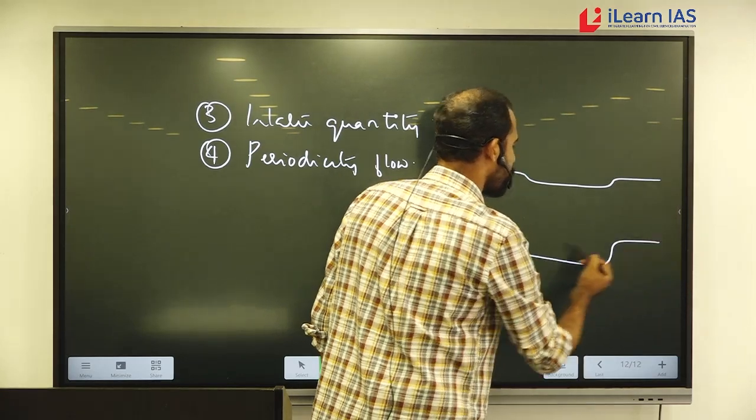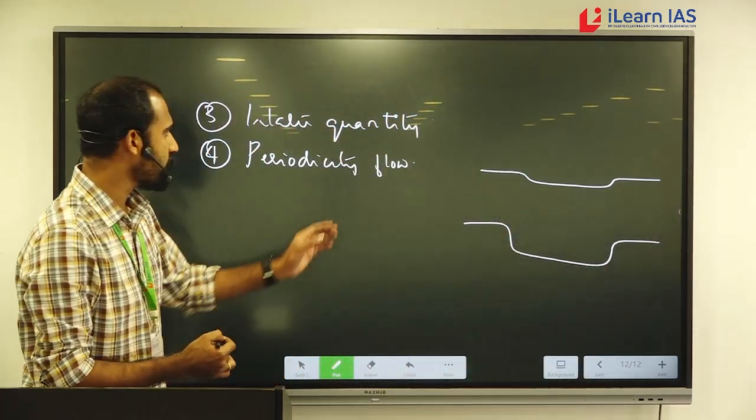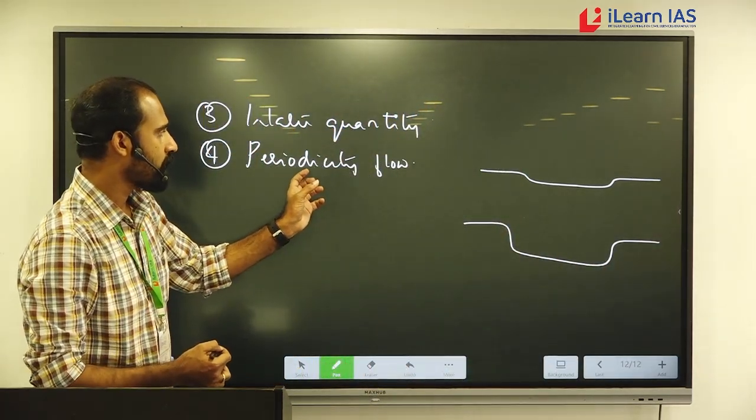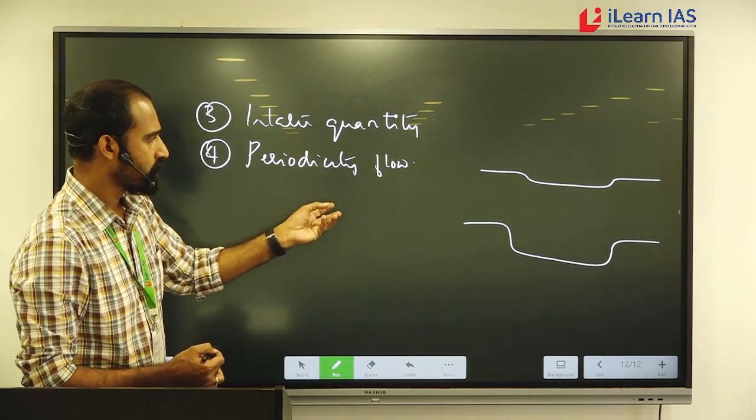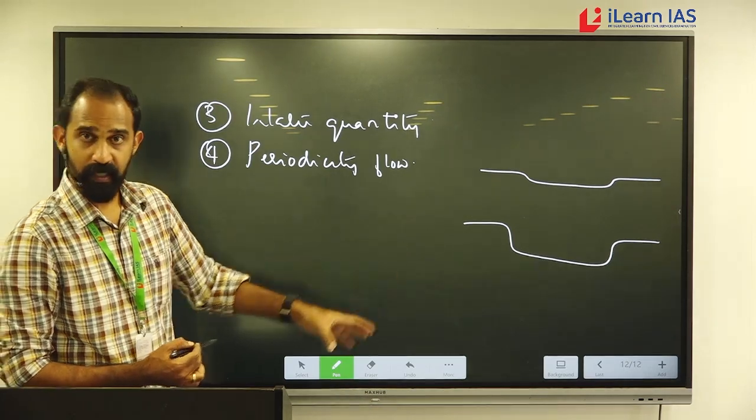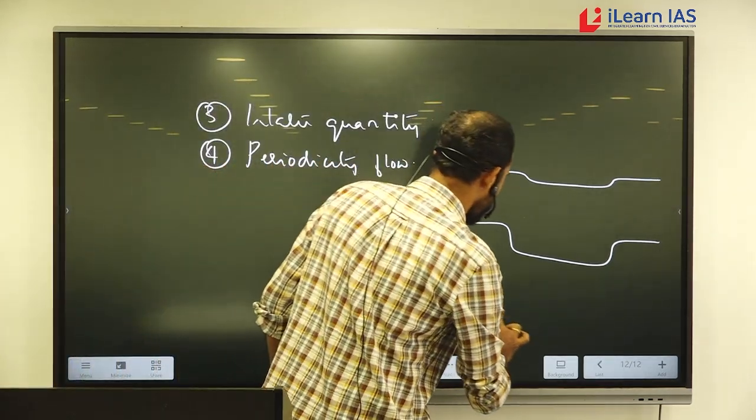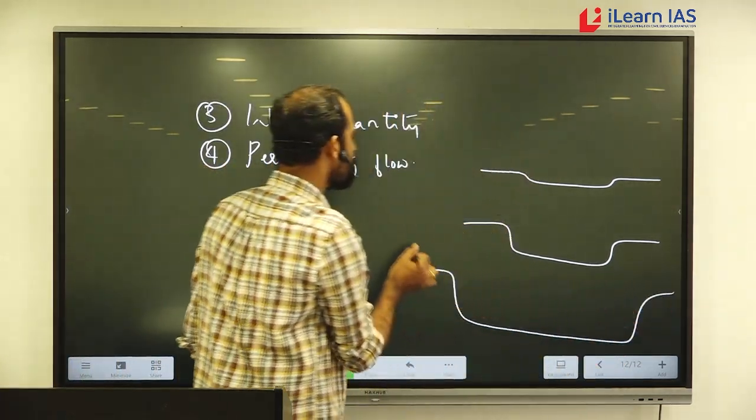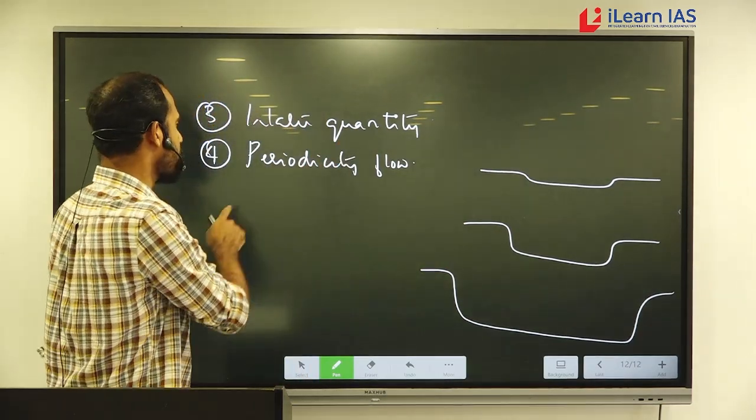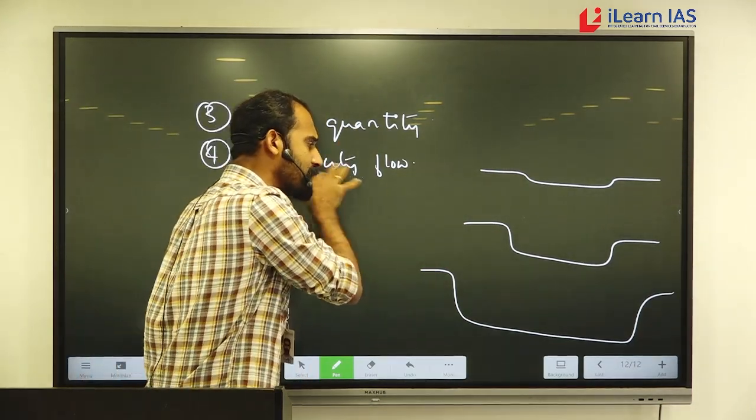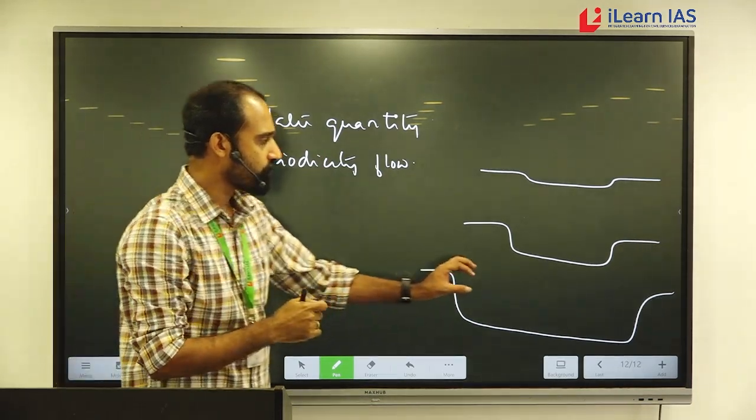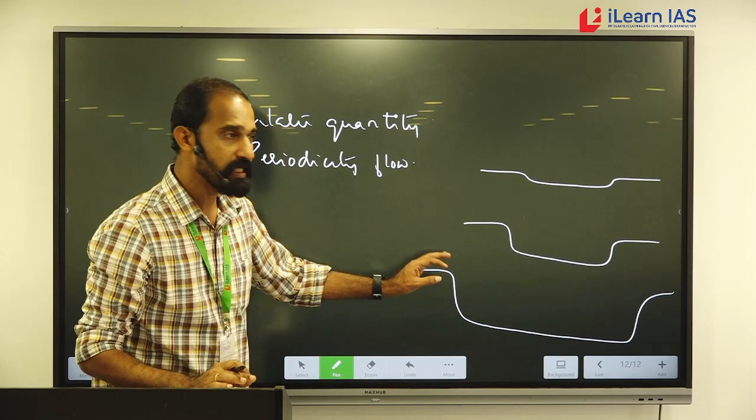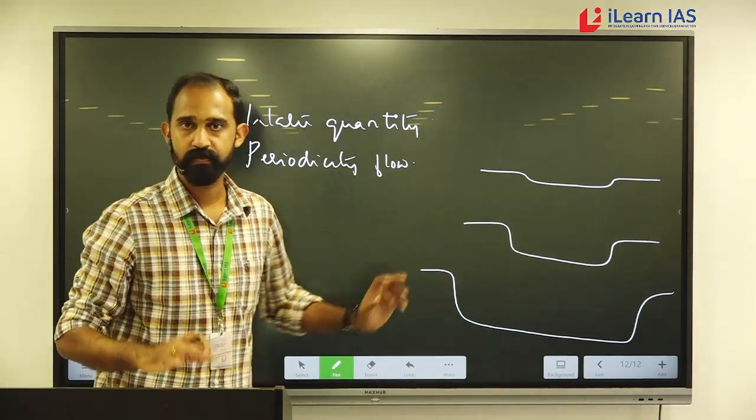Now, where the fluctuation with respect to periodicity is less, you can see that it can create deeper channels. So a river which has a very huge water quantity and very little fluctuation with respect to the periodicity of flow, you can find such rivers creating very deep and broad channels.